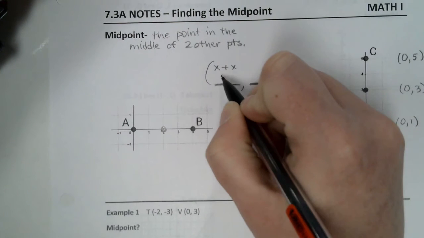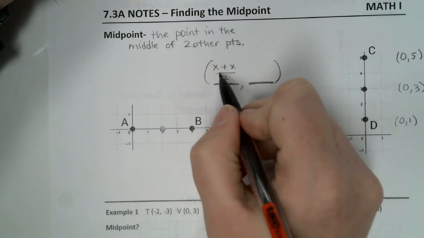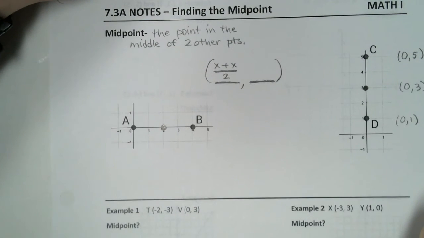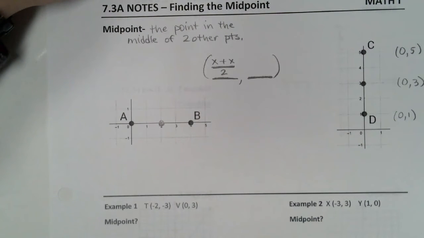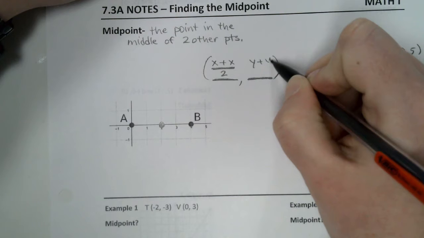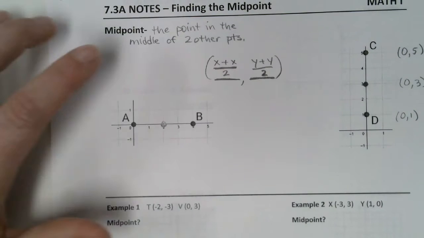x plus x, and then you're going to divide by 2. Do we remember that this symbol here means divide? Okay, so you're going to add your x's together and you're going to divide by 2. To find the y coordinate, you are going to add your y's together and divide by 2. This right here is known as the midpoint formula.